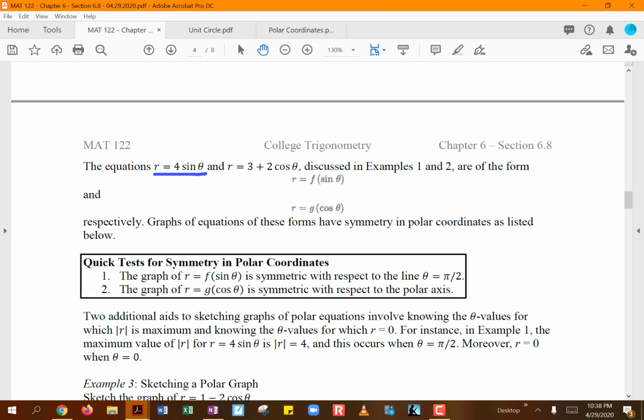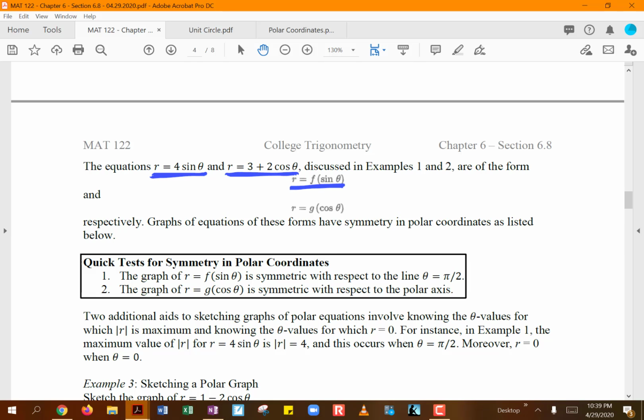So the examples that we saw in examples 1 and 2, the equations that we saw in examples 1 and 2, basically you can see this function here, r equals 4 times sine of theta, is basically a function of the sine function, sine of theta.